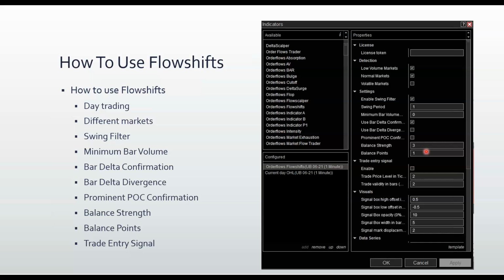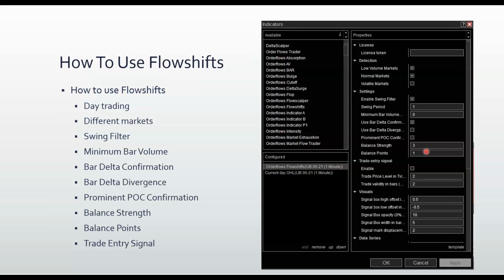Balance points is similar. The weakest one is 1, the strongest is 5, and really what it's looking for are levels of balance in the market, okay? 1 is the bare minimum. If it doesn't even qualify to have 1, it's not going to give you a signal. So you cannot enter 0. It has to be 1, and again, 5 is the highest, so it can't go over 5. It's a value between 1 and 5, and it's just looking for these points of balance in the market, okay? And that's sort of how the flow shifts are taking effect.